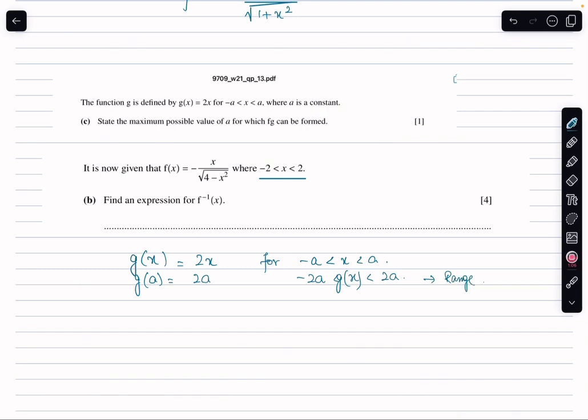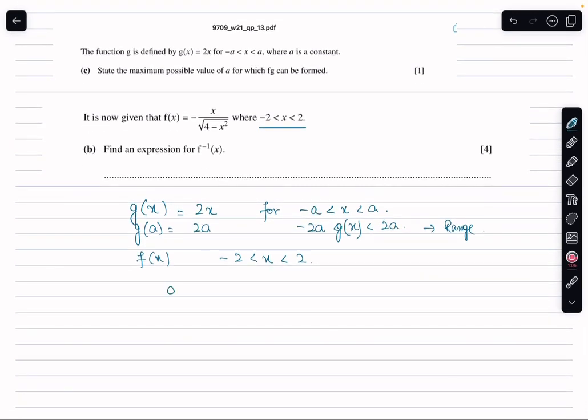So I have the range for the function, and for the domain I know that f(x) has the domain which is negative 2 less than x less than 2. So I know that for the range to be within the domain of f, my a value can only be 1. The maximum value of a should be 1 for which fg can be formed. Because if I substitute a as 1 in the range, negative 2a less than g(x) less than 2a, I'm getting it within the domain of f(x), which is negative 2 less than x less than 2. So a equals 1 has to be the maximum possible value here.